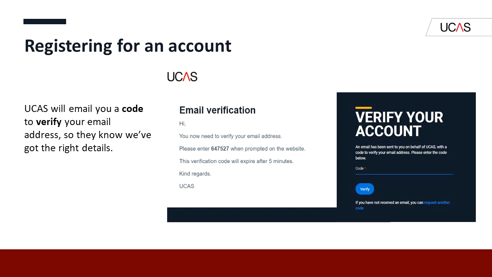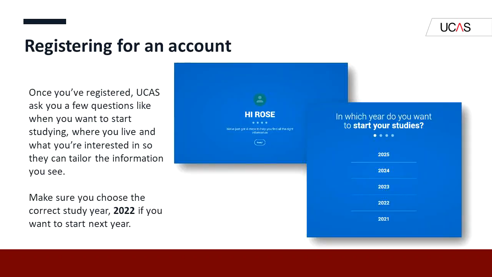When you've done that, UCAS will email you a code to verify your email address. I'm sure we're all very familiar with this now, with the various things that we sign up for. So they'll send you that and make sure that you do verify that within the 5 minutes that it expires, and that will prove that it's you.